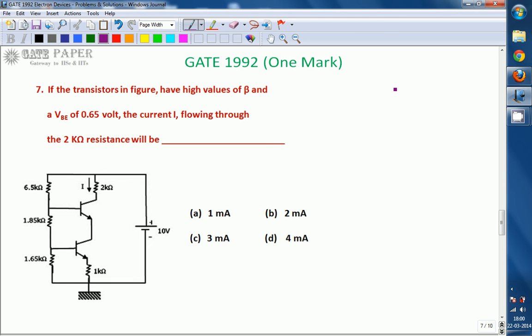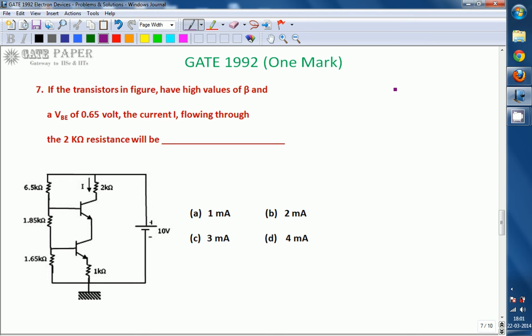Hello, we are discussing the GATE 1992 ECE paper, and this is one more question related to electronics. Look at the diagram. The diagram consists of two BJTs. If the transistors in the figure have high values of beta and a base emitter voltage of 0.65 volts, the current I flowing through the 2 kilo ohm resistance will be A) 1 milliampere, B) 2 milliamperes, C) 3 milliamperes, D) 4 milliamperes.